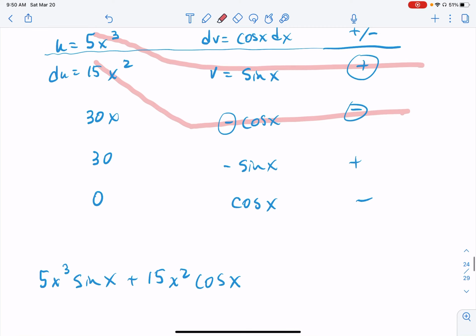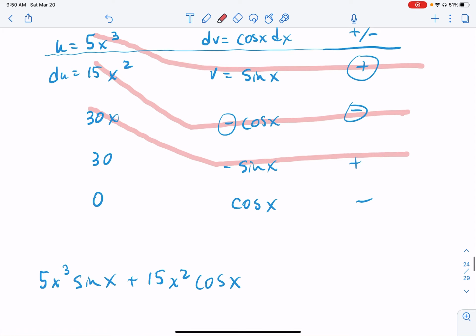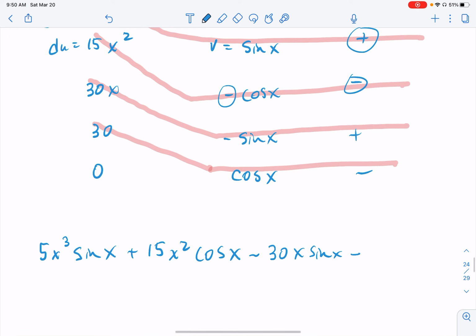And then we're ready for our next one. So it's going to be 30x times negative sine times a positive. That just means we don't change the sign, so it's going to be a negative this time. So negative 30x sine x. And then it looks like we have one more: 30 times cosine x times negative. That negative means that we're going to change the sign. So negative 30 cosine x, and then don't forget your plus c.